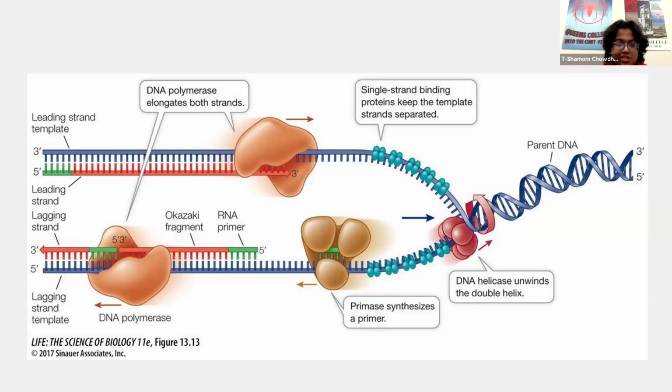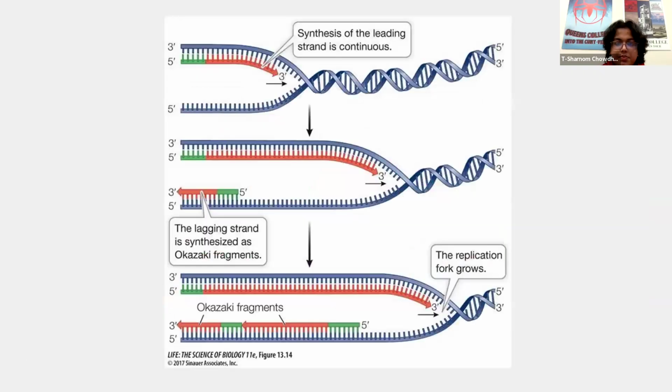So the primase synthesizes a primer, then the DNA polymerase goes there and creates the Okazaki fragment, and the lagging strand keeps on continuing the process of primer, Okazaki fragment, primer, Okazaki fragment. That's how the lagging strand is able to replicate the DNA, whereas the leading strand is able to do that seamlessly. So here, synthesis of the leading strand is continuous, while the lagging strand is synthesized as Okazaki fragments.